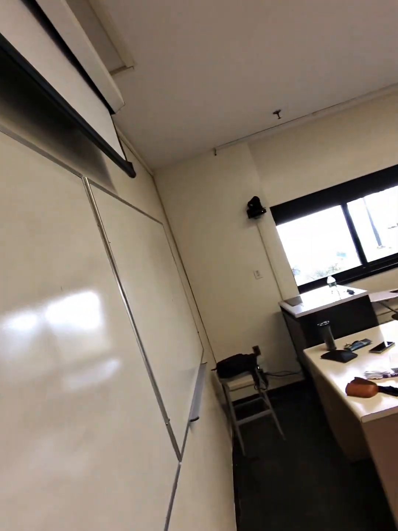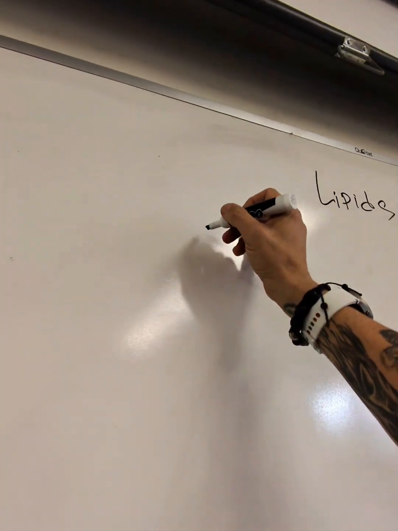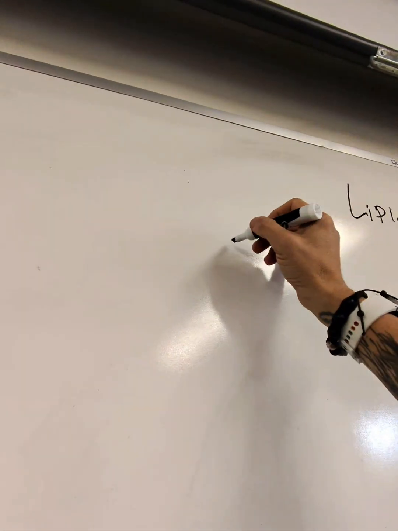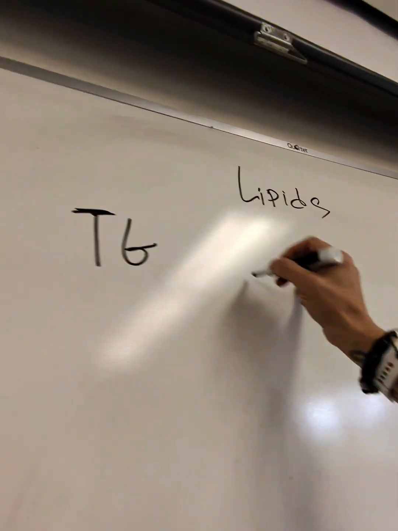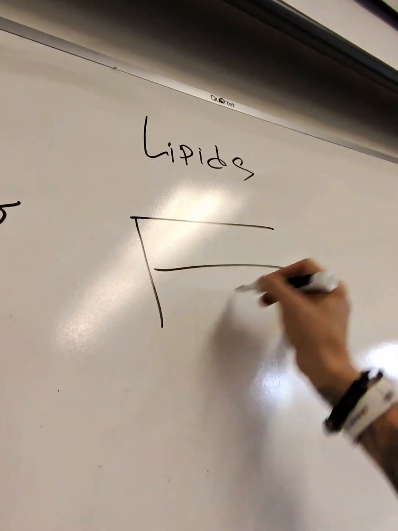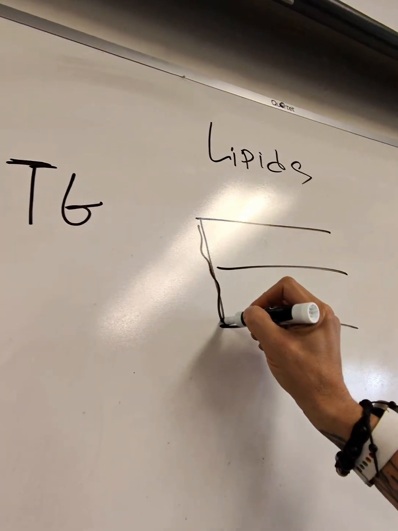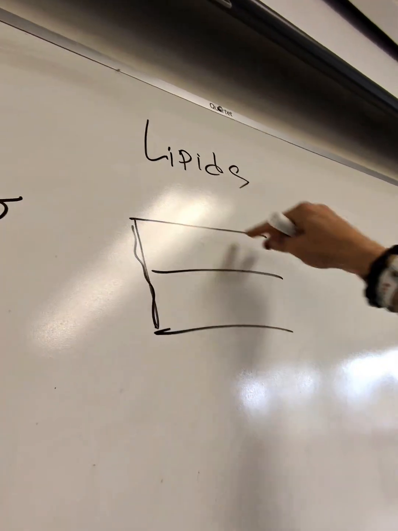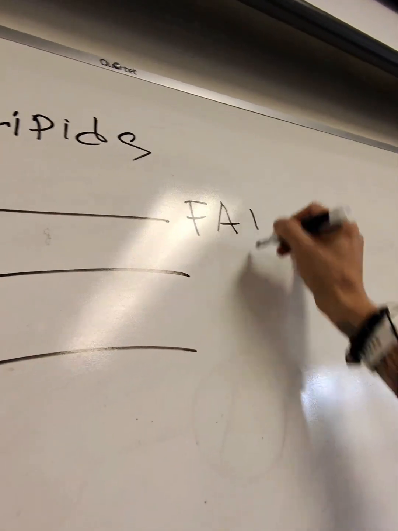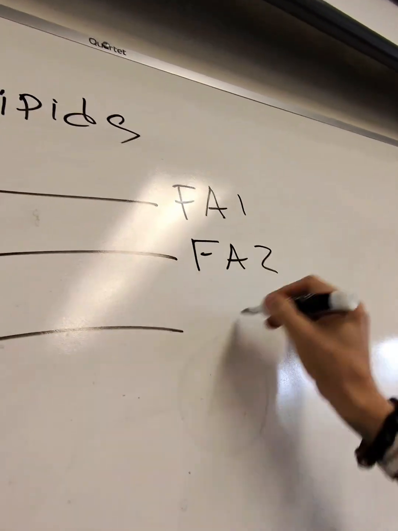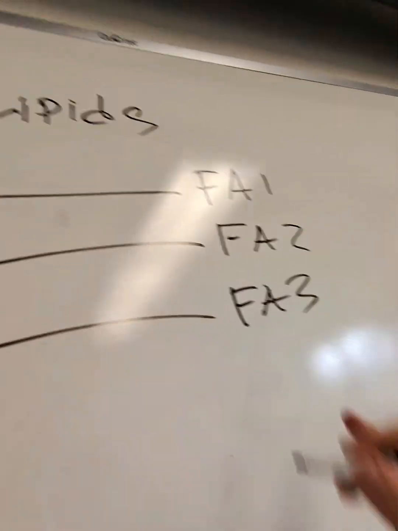Lipids can come in different shape and form. They could be long-chain fatty acids, short-chain fatty acids. So let's look at triglycerides. Triglyceride. This is a glycerol, a sugar that holds 3 fatty acids. Fatty acid 1, fatty acid 2, fatty acid 3.